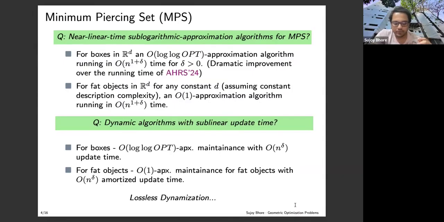One more point I want to highlight is that in the typical dynamic graph algorithms regime, the update model is edge insertion and deletion. Unlike that, in the geometric setting, we can actually talk about vertex updates, which is not possible in the graph model because of the degree barrier.